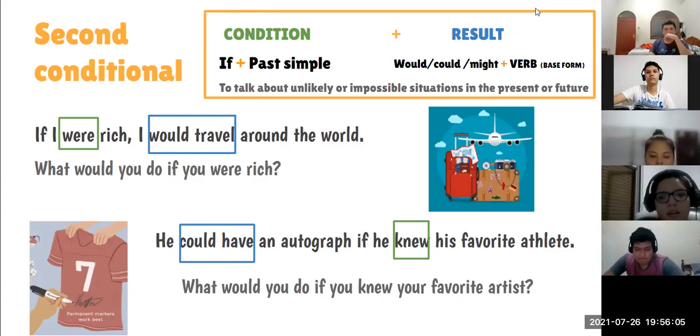Let's see. If I knew my favorite singer, I would take a photo. Yes, I would take a photo with him or her. Who is your favorite singer? Axl Rose. Okay, nice. What about you, Juan Enrique?